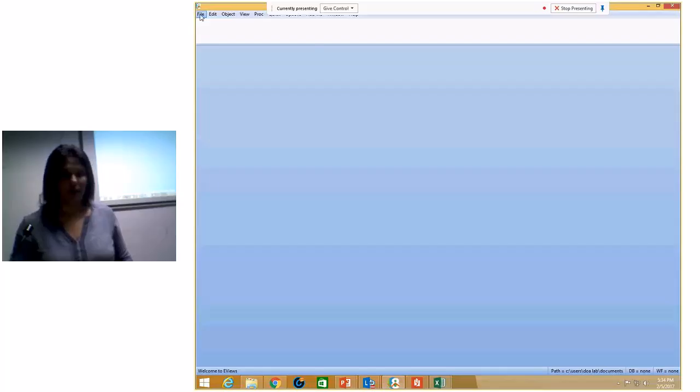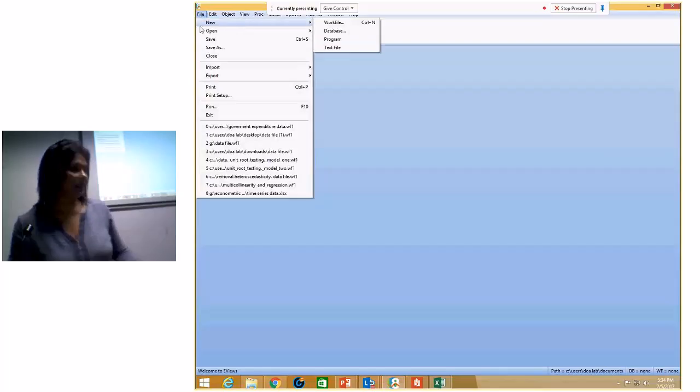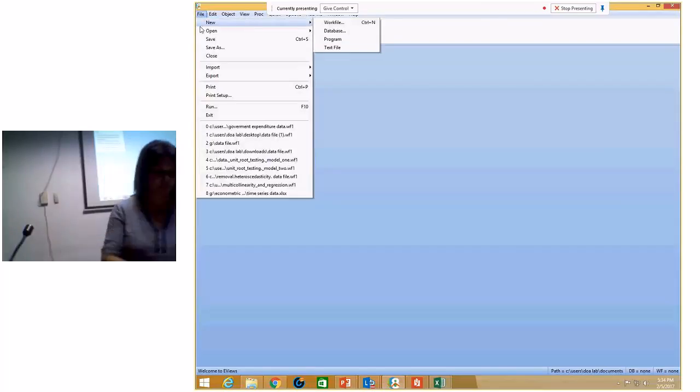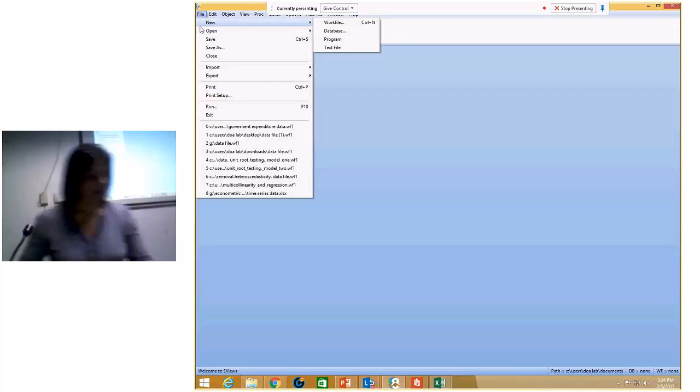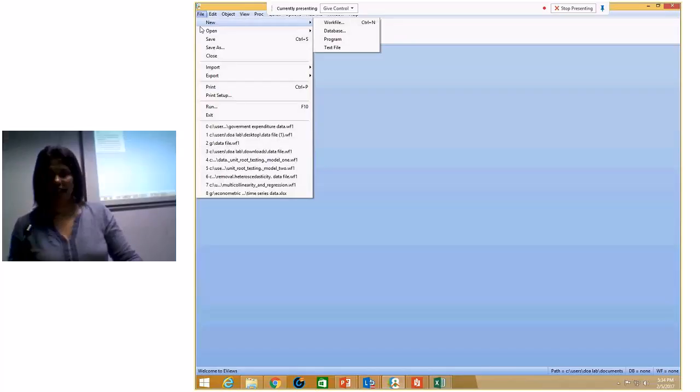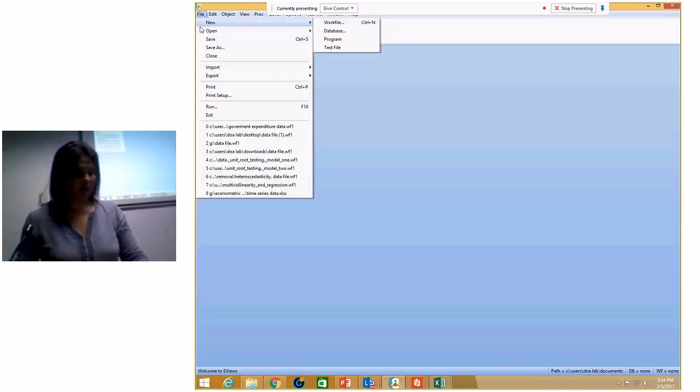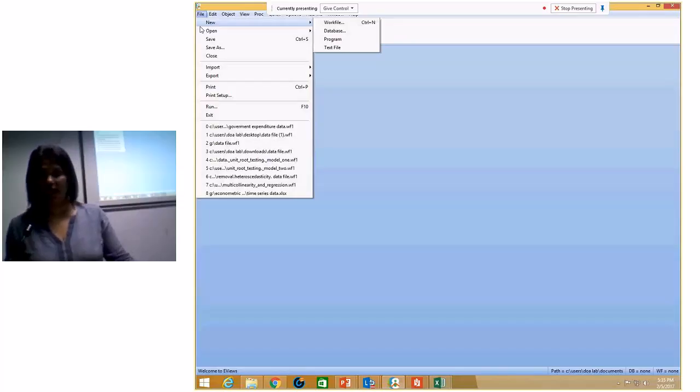Right, you have to upload the data set. How to upload the data set to EViews. Right, this assignment you will have to submit within a couple of weeks.